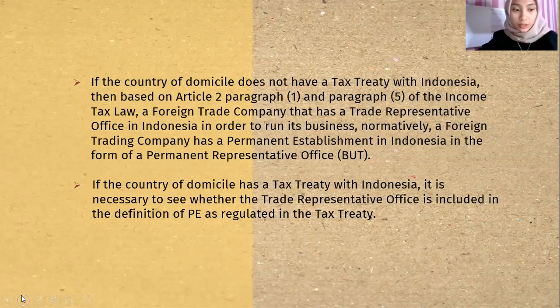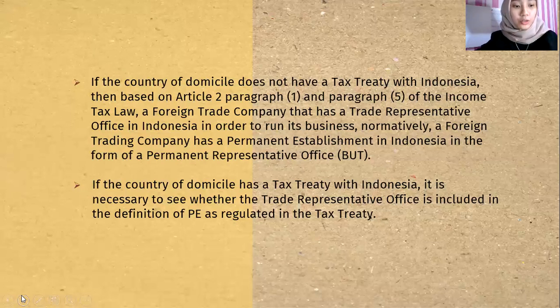In terms of the tax subject, to determine whether the foreign trading company has a permanent establishment in Indonesia or not, it is not necessary to see whether the country of domicile has a double taxation avoidance agreement, or P3B, with Indonesia or not. First, if the country of domicile does not have a tax treaty with Indonesia, then based on Article 2, Paragraph 1 and Paragraph 5 of the income tax law, a foreign trading company that has a trade representative office in Indonesia, in order to run its business normatively, has a permanent establishment in Indonesia in the form of a permanent representative office, or BUT.